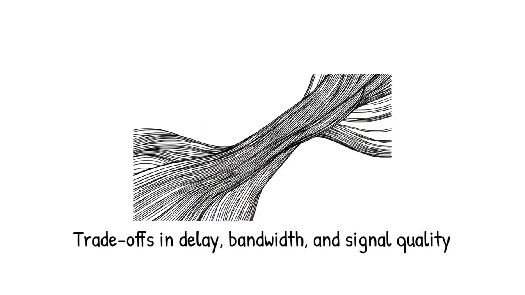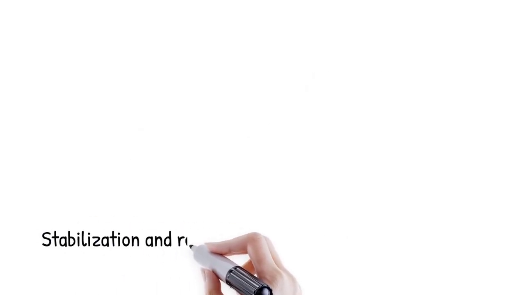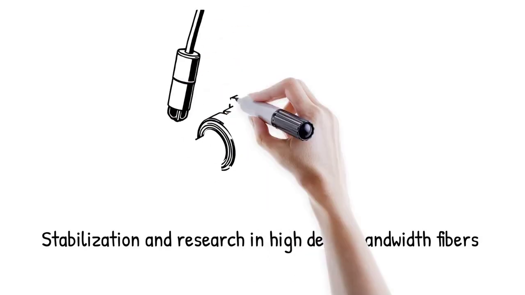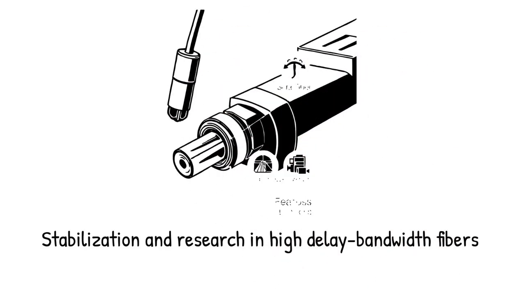Practical devices therefore optimize for a target application: long delays for narrowband signals, e.g., quantum memory, or moderate delays for broadband telecom pulses. Temperature fluctuations and environmental perturbations can shift resonance conditions, requiring active stabilization. Ongoing research seeks materials and structures with high delay bandwidth products and low loss.